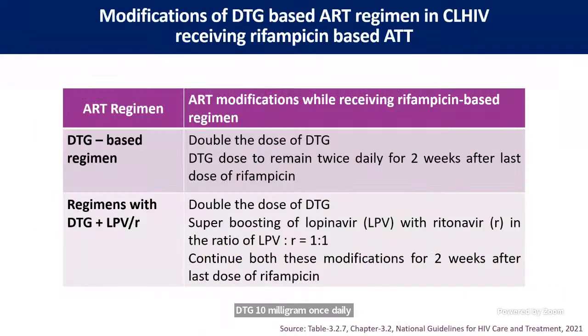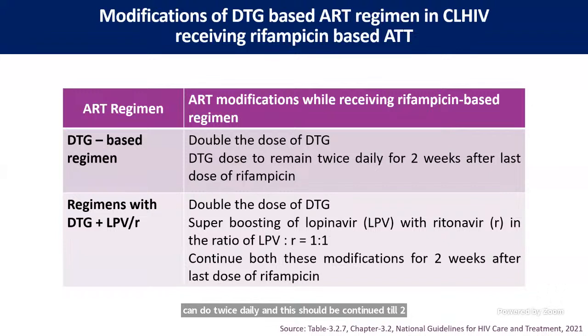So what are the modifications required when the child is on concurrent rifampicin based anti-tubercular treatment regimen? If we are giving a DTG based regimen, you have to double the dose of DTG. Instead of giving once daily, we can give twice daily, and this should be continued till 2 weeks after giving the last dose of rifampicin.